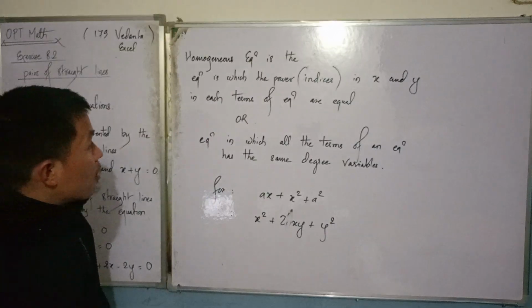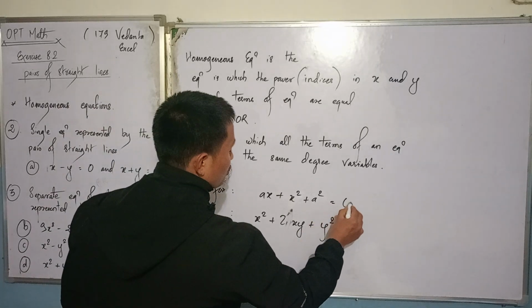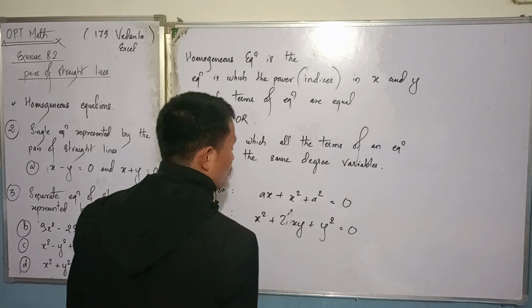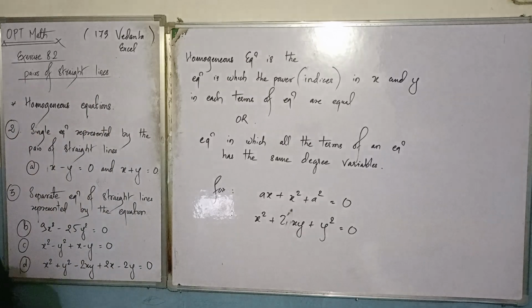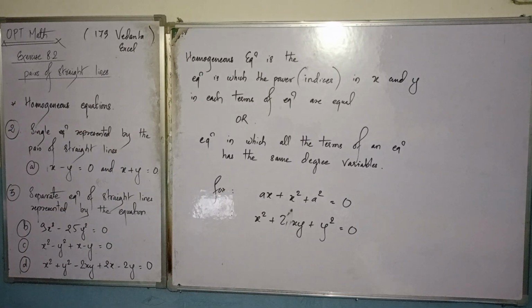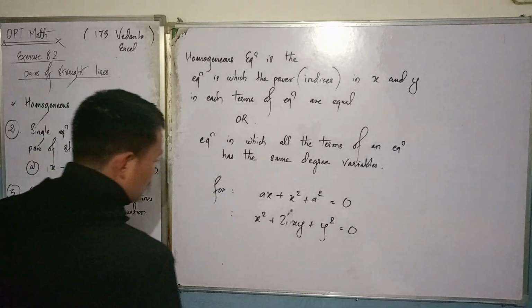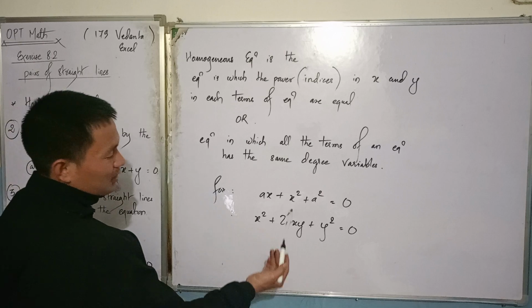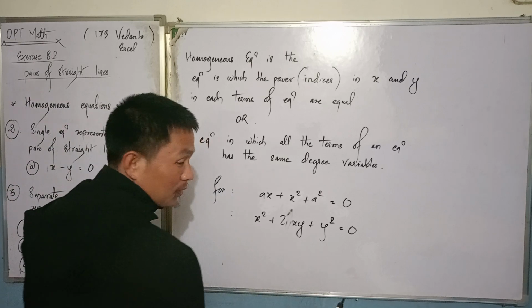So this is also a homogeneous equation. You have to equate it with 0, otherwise it will not be an equation. This is the very simplest way to know what a homogeneous equation is. So I would like to give another example also.